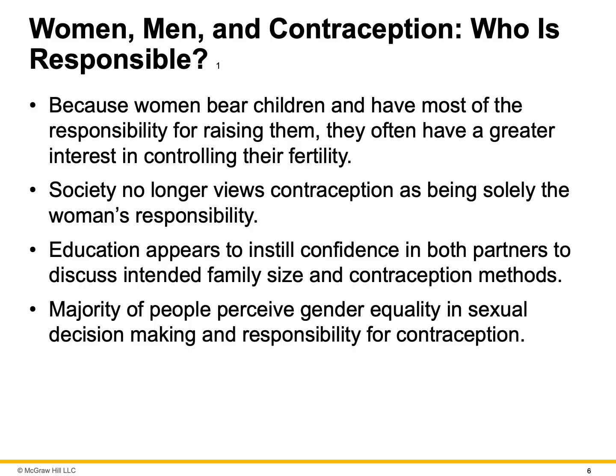Higher levels of education is a strong predictor of beliefs that the responsibility for contraception should be equally shared among men and women. Education appears to instill confidence in both partners to discuss intended family size and contraception methods. And because of higher rates of education and other reasons, the majority of partners perceive gender equality in sexual decision making and responsibility for contraception.